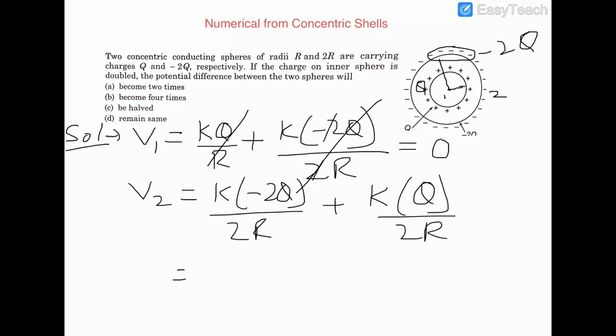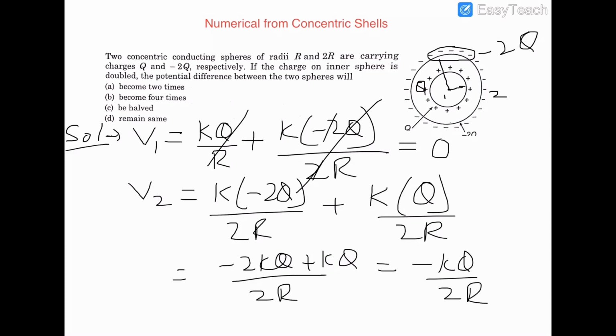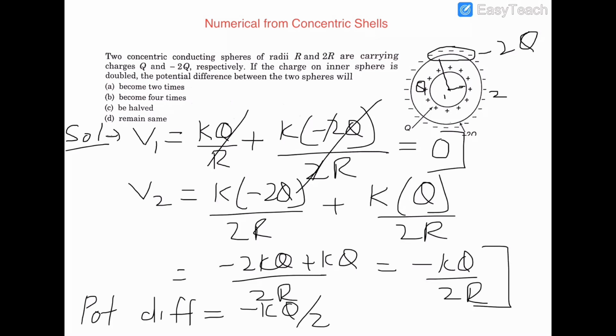So this is the value of the potential. Now we will be solving this value. We will have minus 2kq by 2r plus kq by 2r. So this will come out equal to minus kq by 2r. So this is the potential on the outer sphere and the potential on the inner sphere is 0. So what is the potential difference? Of course, the potential difference will be final minus initial. Initial is 0. So the initial potential difference will be equal to kq by 2r.